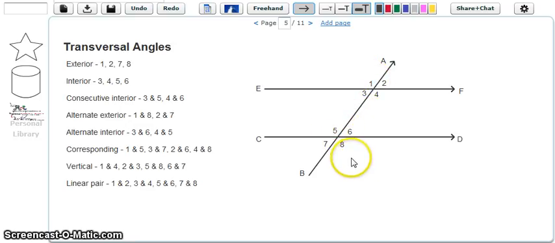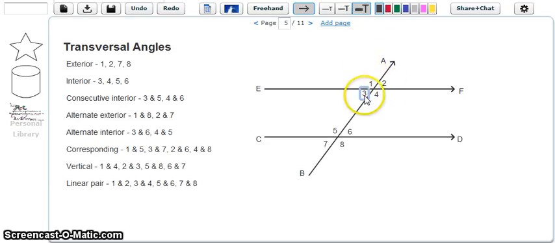Vertical angles are next. Examples are 1 and 4, 2 and 3, 5 and 8, 6 and 7. Vertical angles just means that it is the angle that is opposite of one angle and also means they're equal to each other. Linear pair means that two angles equal 180 degrees.